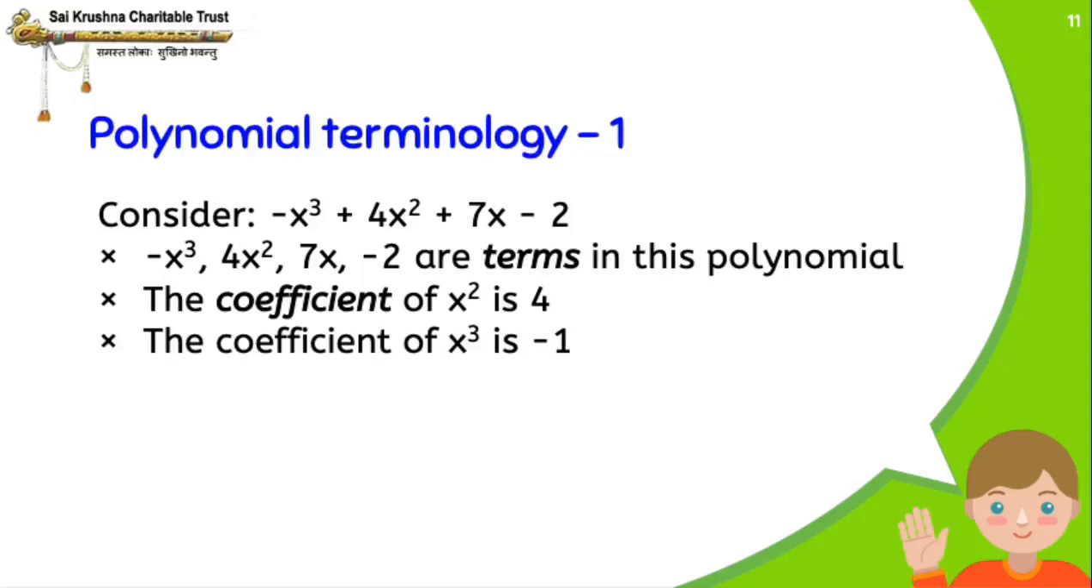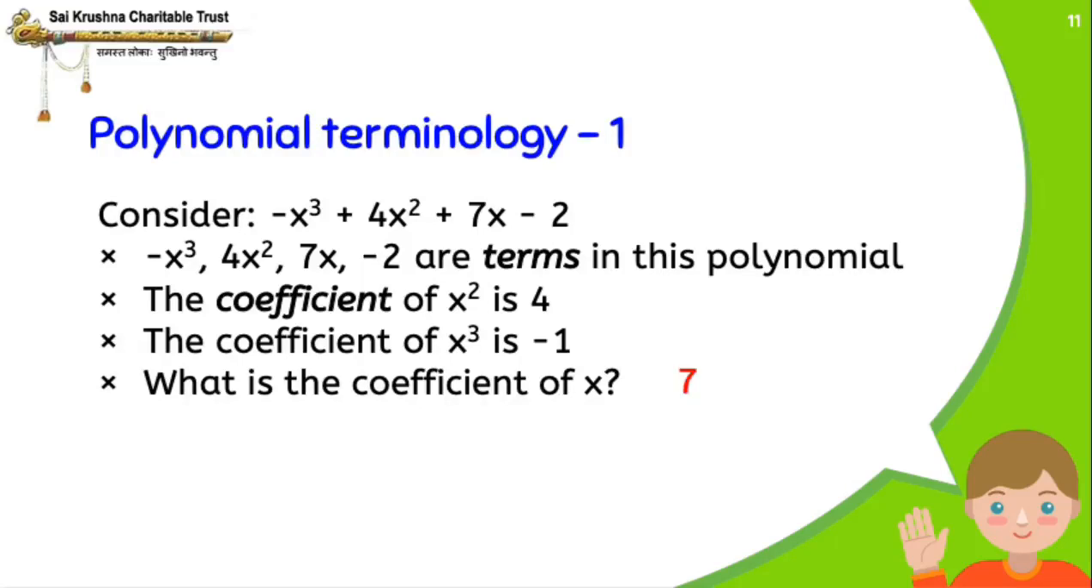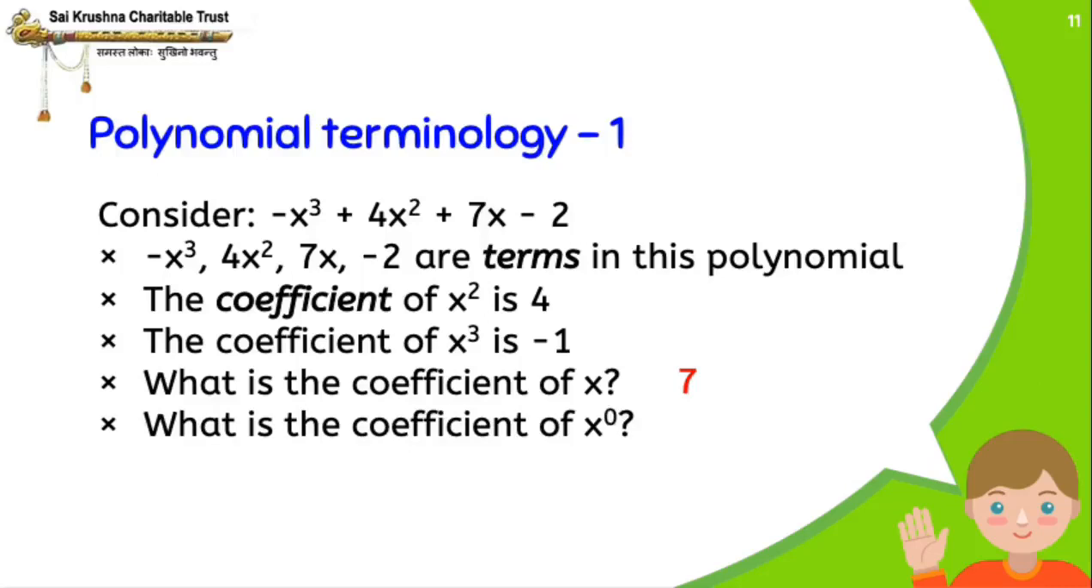What is the coefficient of x? The coefficient of x is 7 because 7 is the constant that is multiplying x. What is the coefficient of x power 0? Remember that x power 0 is just like a 1. It's just like a number.